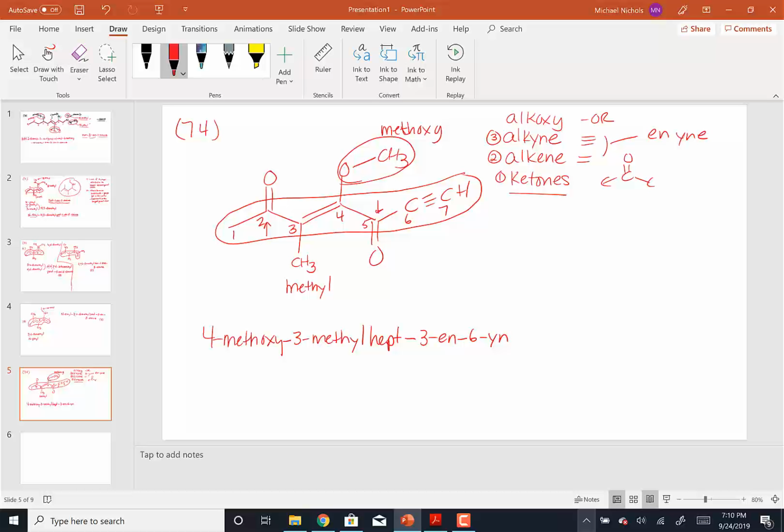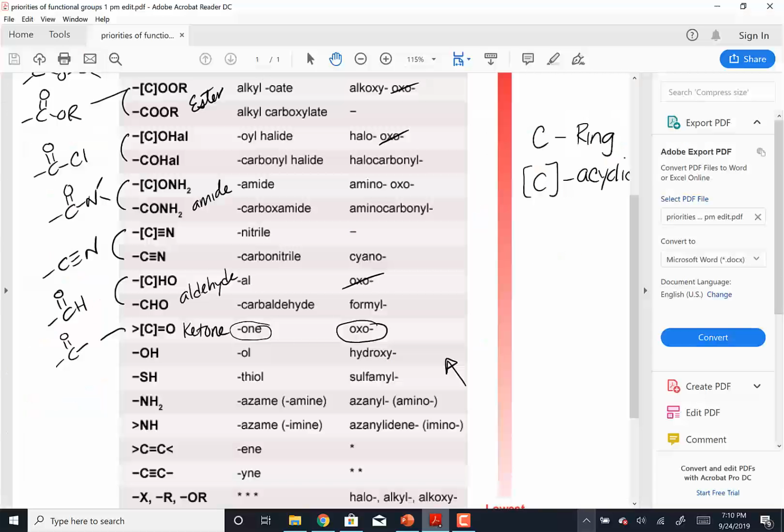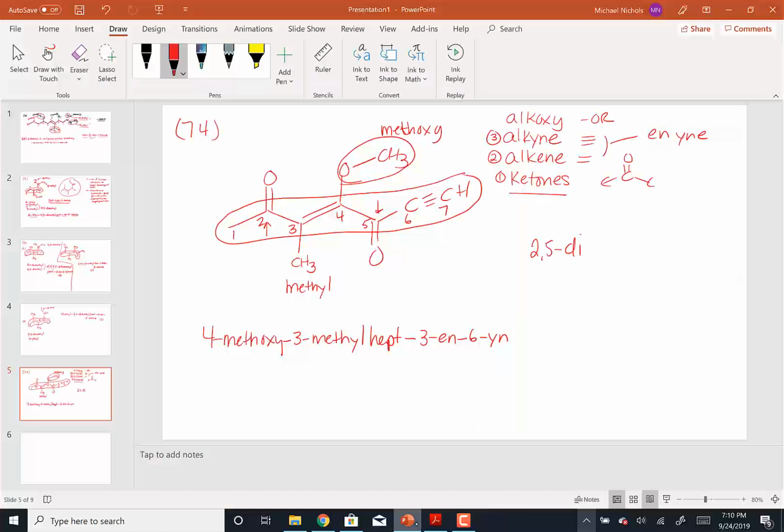And then what are the ketones? What are the 2 ketones at 2 and 5? First of all, it's going to be a 2,5, and then there's going to be a di. And then the question is, what is the suffix for a ketone? So we go back to our chart. It's ONE. And so if it's ONE, then I'm going to come back here and say it is now 2,5-dione.